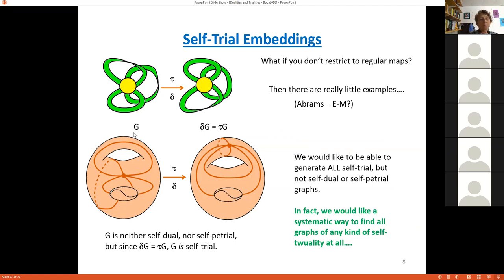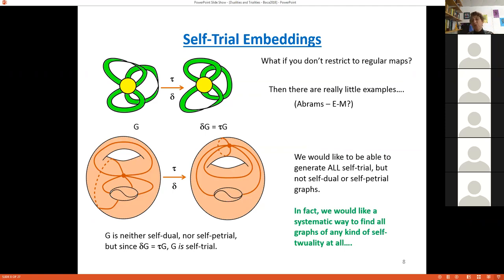So here's an example of a graph G. If you take its Petrie dual or its dual, you get the same thing over here. This over here is clearly the Petrie dual, right? If you untwist these two edges, or you twist these two edges, they untwist, put a half twist in this one. So there's the Petrie dual. But it turns out that that's also the geometric dual, okay? So those two are equal. But if you look at their embedding in the surface, there's the embedding of G in the surface. It's not the same embedding as its geometric dual or its Petrie dual. So G is not self-dual and it's not self-Petrie dual, but it is self-trial.